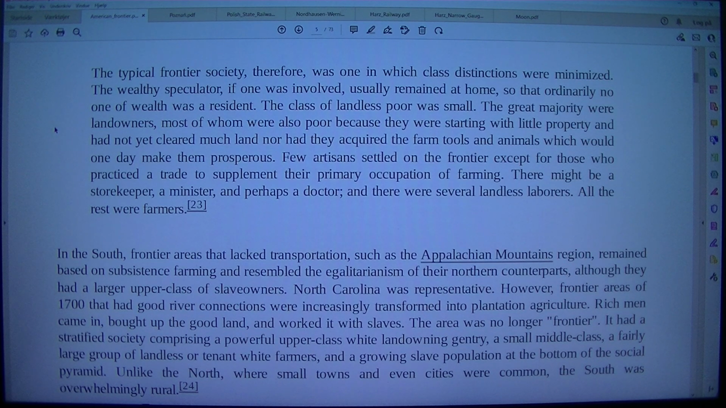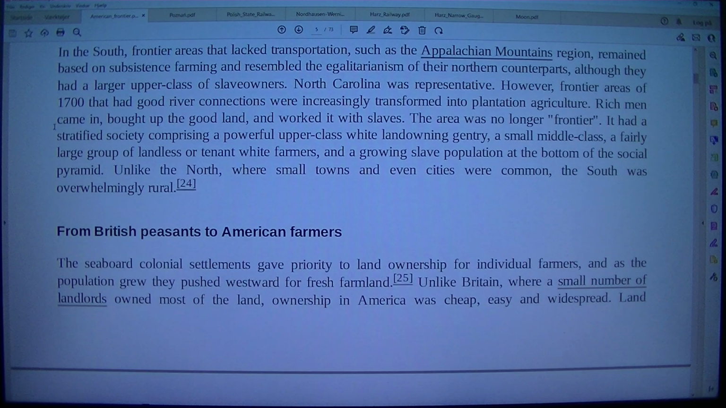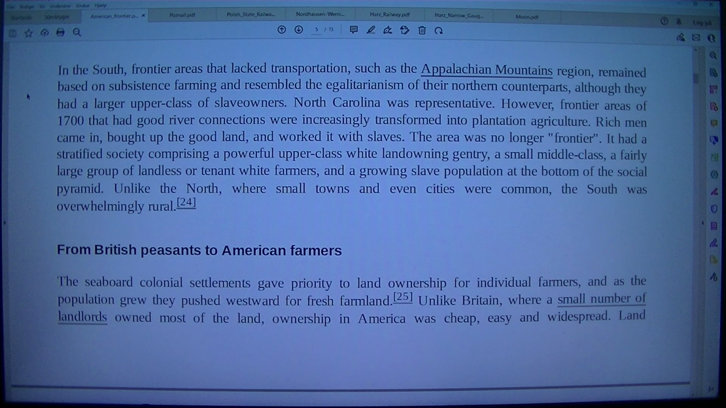In the south, frontier areas that lacked transportation, such as the Appalachian Mountains region, were mainly based on subsistence farming and resembled the egalitarianism of their northern counterparts, although they had a larger upper class of slave owners. North Carolina was representative. However, frontier areas of 1700 that had good river connections were increasingly transformed into plantation agriculture. Rich men came in, bought up the good land, and worked it with slaves. The area was no longer frontier.